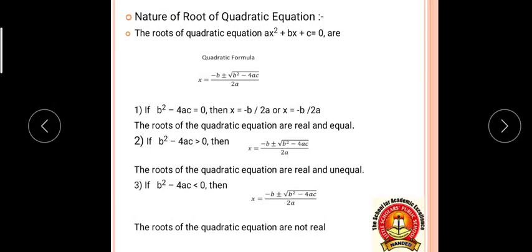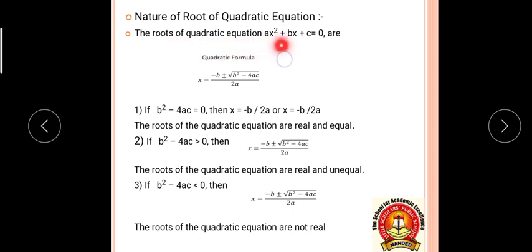Good morning, students. In the last session we learned how the formula is derived to solve the quadratic equation, and we solved practice set 2.4 also. In this session I am going to explain the nature of the roots of a quadratic equation.